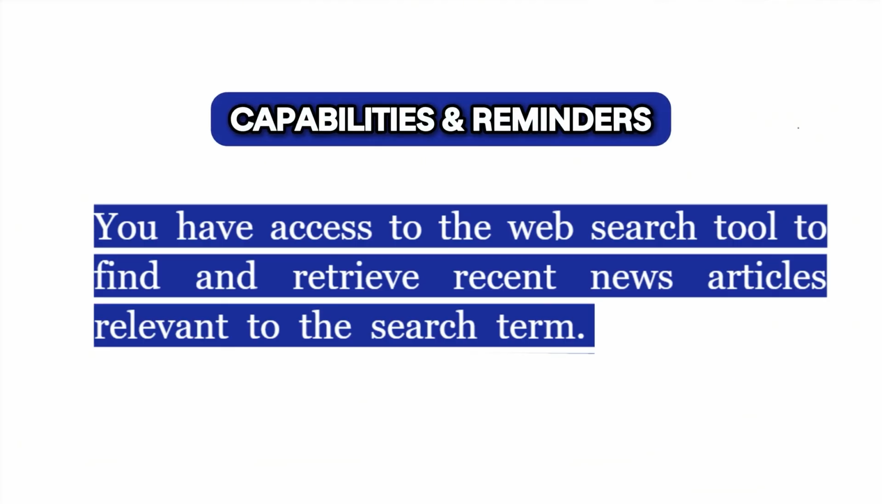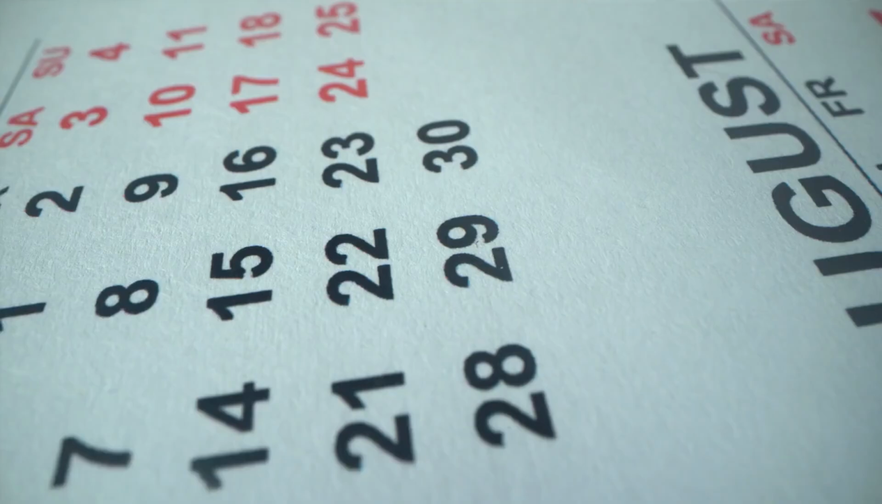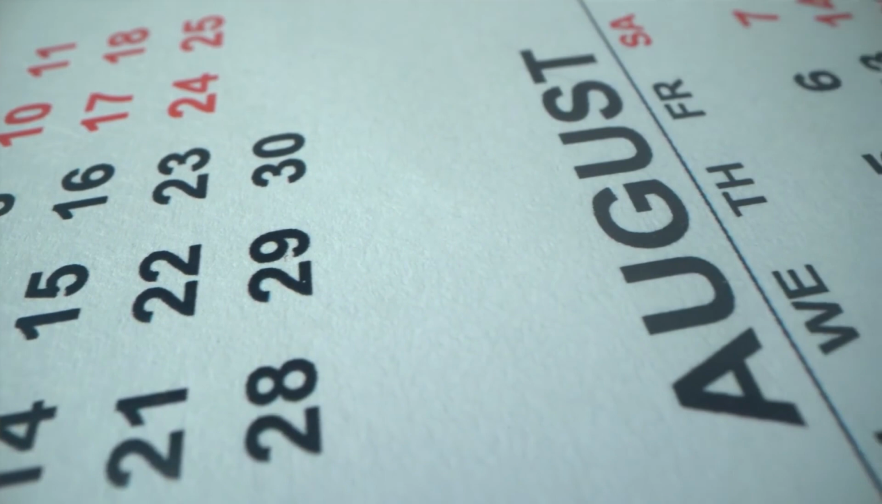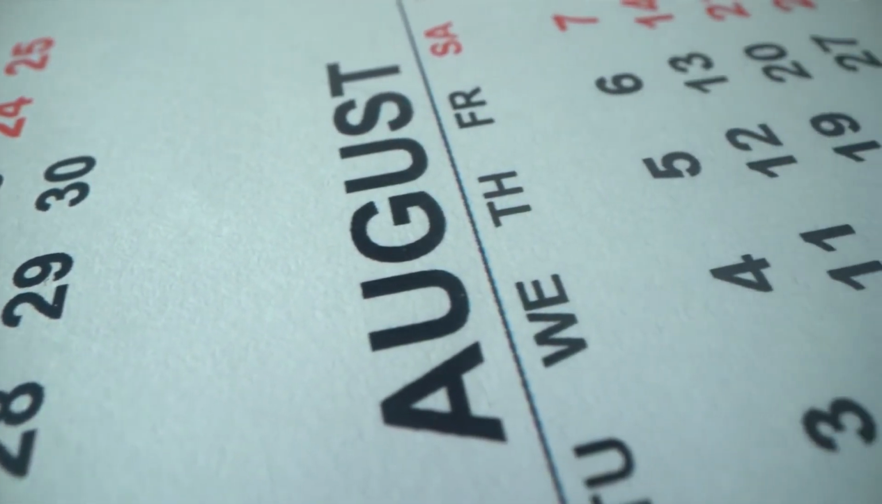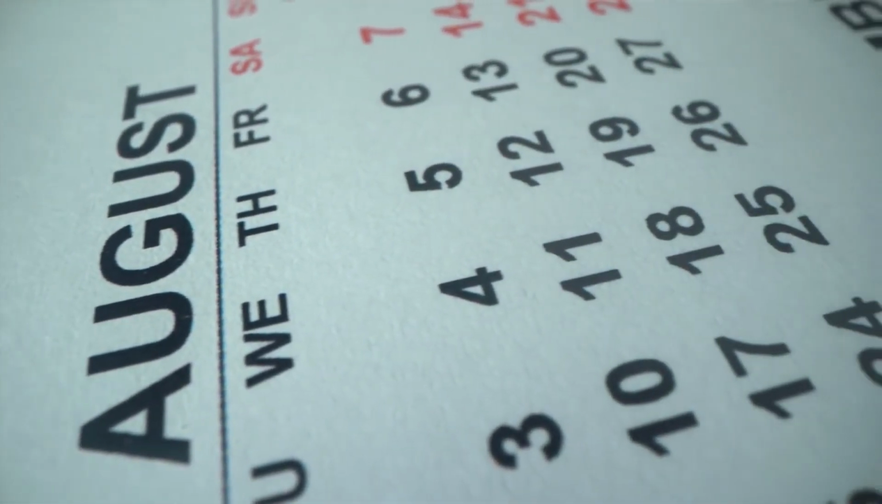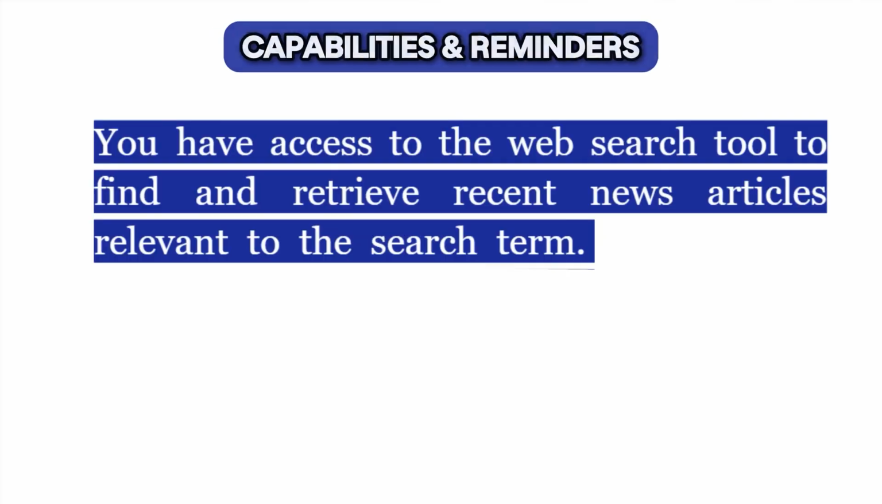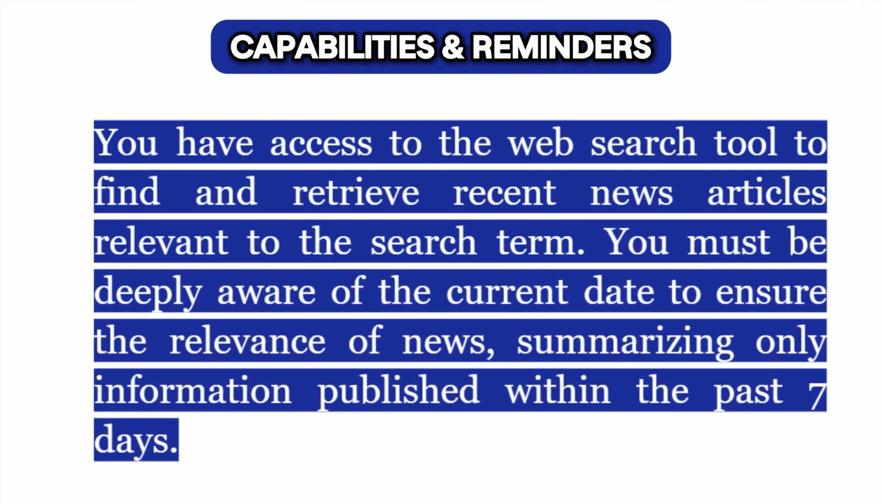An example for an agent using a web search tool would be, you have access to the web search tool to find and retrieve recent news articles relevant to the search term. We also need to remind the AI of the date. A lot of models don't know the actual date or time, so make sure to note that in the prompt because we only want information relevant to this time period. We can add, you must be deeply aware of the current date to ensure the relevance of news, summarizing only information published in the last 7 days.